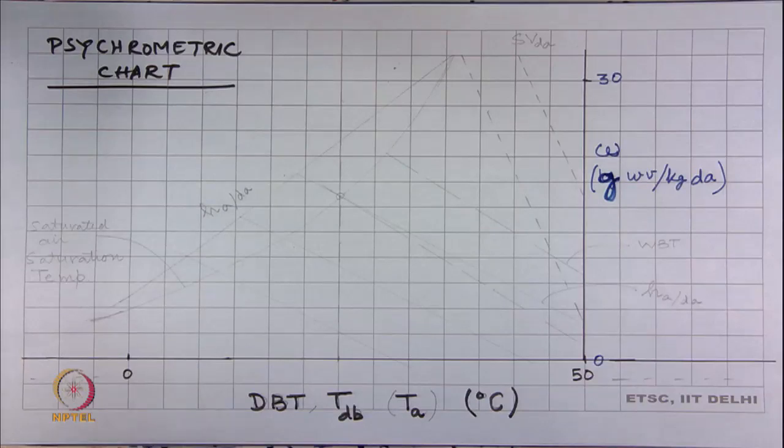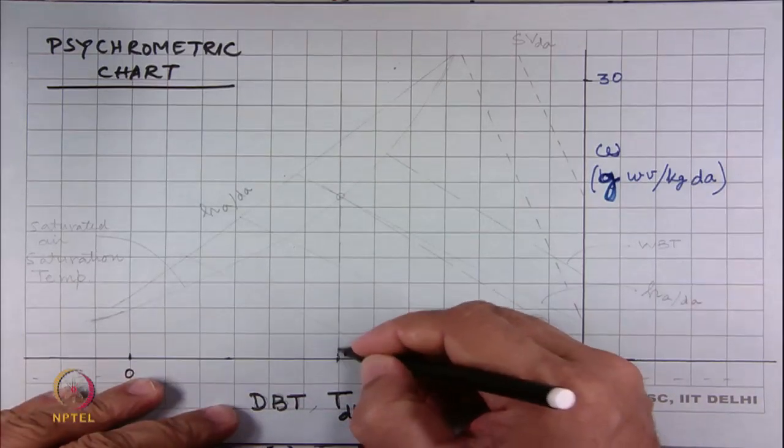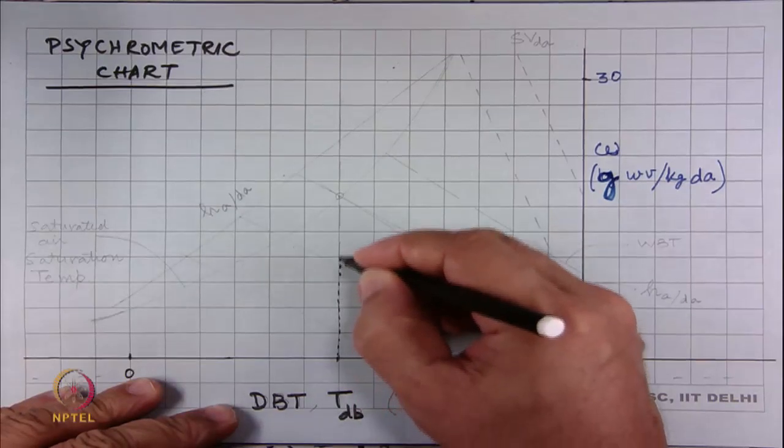Now, let us say if I take a dBT and I draw a line. So, here is a line that we can make. This is a line of constant dry bulb temperature.